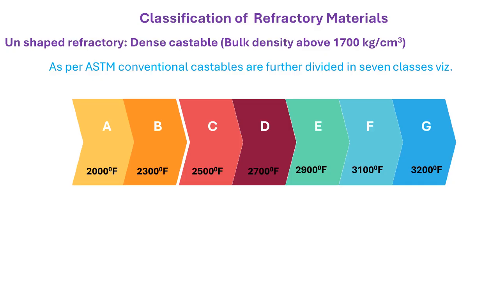Now, here's an important point to remember. These temperature ratings represent the maximum service temperature, not the temperature you should operate at continuously. As a best practice, you should always choose a castable with a temperature rating that's higher than your actual operating temperature. Typically, a safety margin of about 200 to 300 degrees Fahrenheit is recommended. This extra margin helps ensure long-term reliability, better performance, and reduced risk of premature failure.